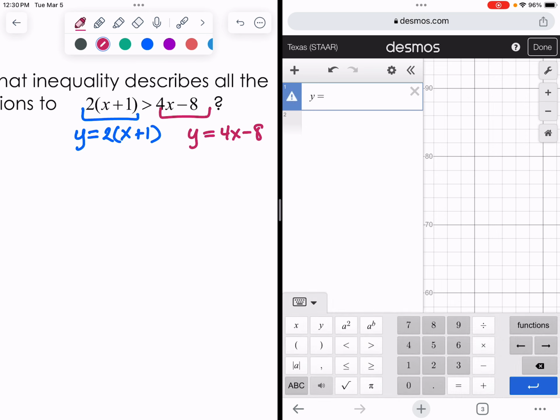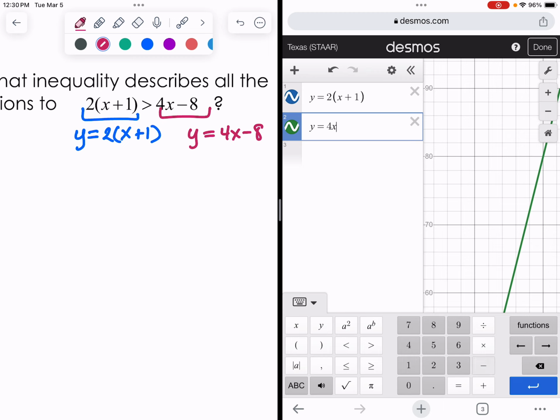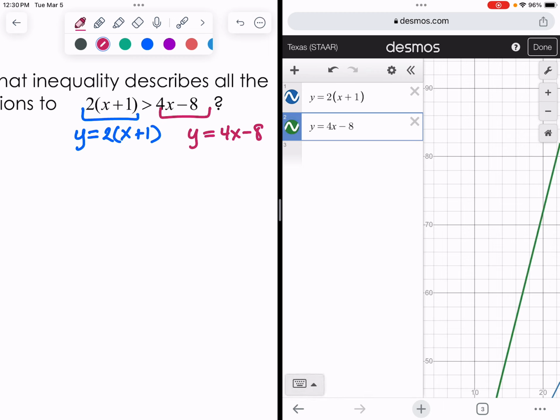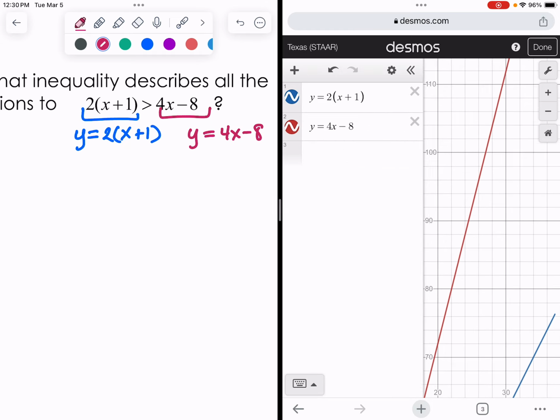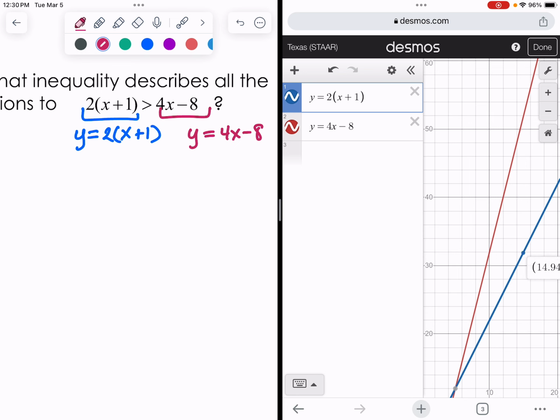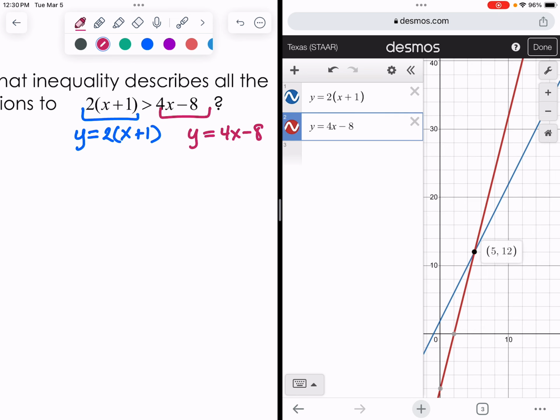And I try to make the colors match on Desmos, and you'll see why in just a second. So y equals 2x plus 1 is blue. And then red is going to be y equals 4x minus 8. So I'm going to change the green to red. Okay, and so you're going to look for where they intersect, just like we did for equations. In this case, it's x equals 5 is where they intersect. And so on a multiple choice test, you can narrow it down to the 5.